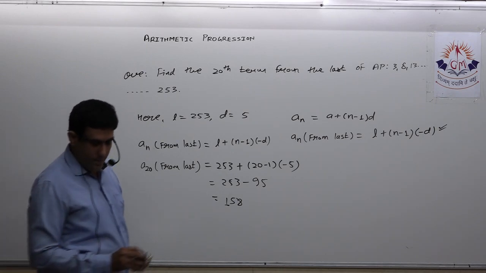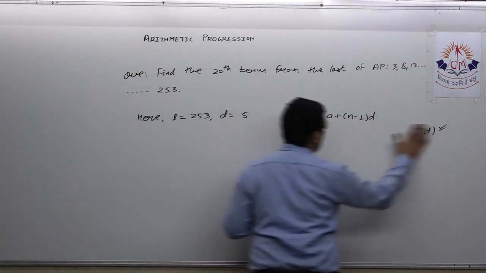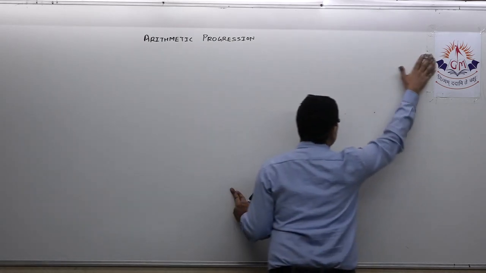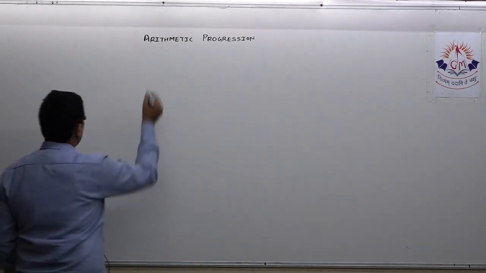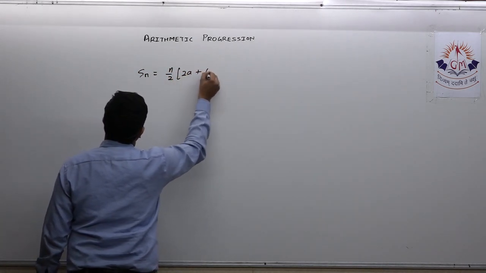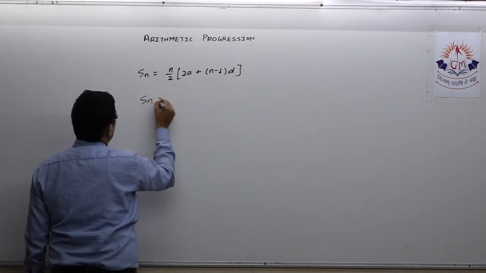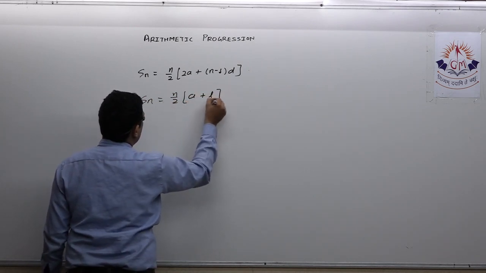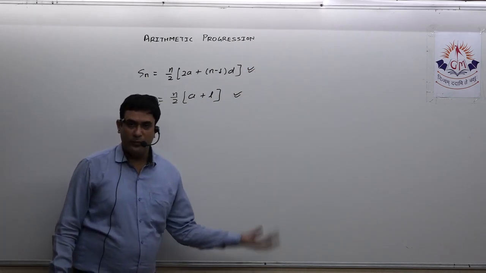Okay, so that is all about the questions related to the nth term. Now we will see questions related to the sum of n terms. Before we proceed to that, we'll see the formula to get the sum of n terms of an AP. The sum of n terms of an AP is given by n by 2 into 2a plus n minus 1 into d, or one more formula, n by 2 into a plus l. You need these two formulas to get the sum of n terms of an AP, depending on the question.